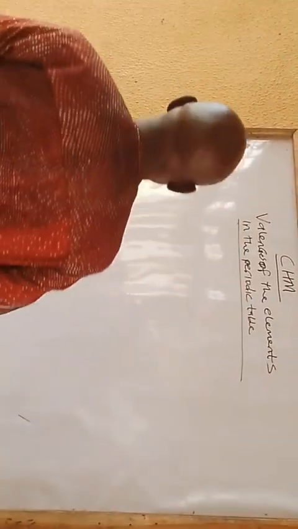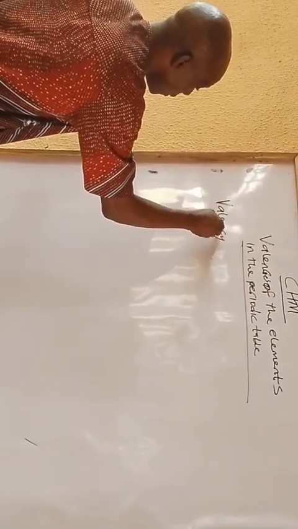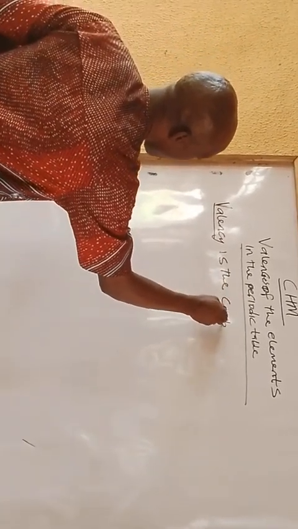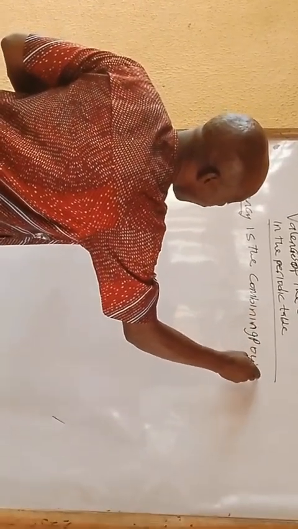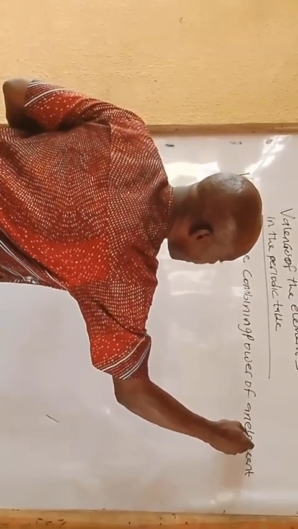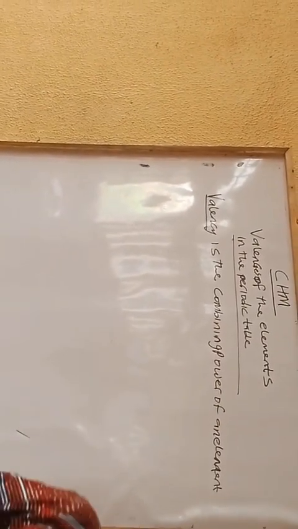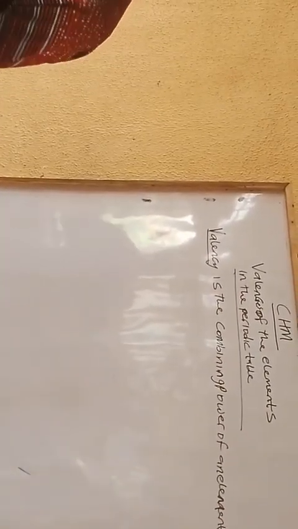Valency is the combining power of an element. And what does that mean? The power of one element to combine with another element to form a compound. That's what we call valency. The power of one element to combine with another element to form a compound.